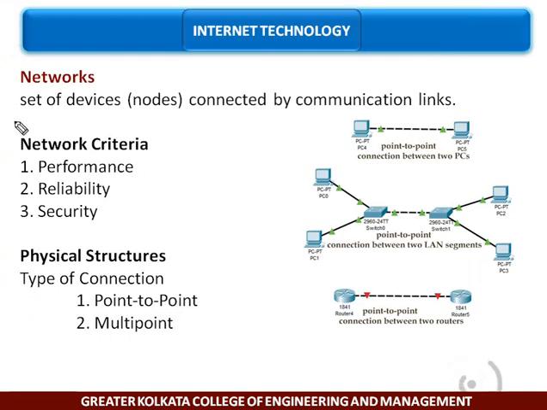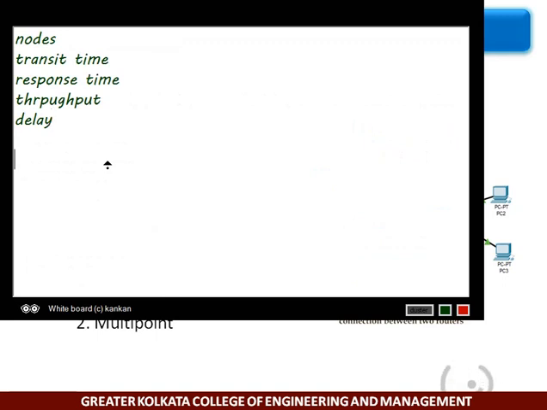Next one is the reliability. In addition to accuracy of delivery, network reliability is measured by the frequency of failure, the time it takes a link to recover from a failure, and the network's robustness in a catastrophe.